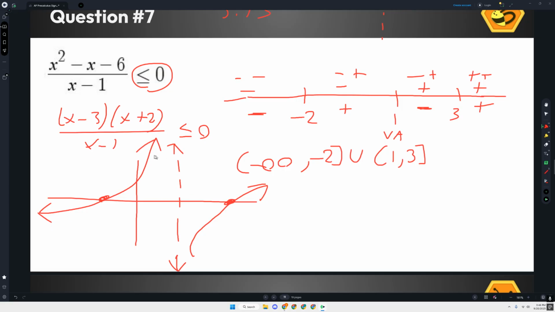You need the y-intercept? Yeah, you can find the y-intercept by making x equal to 0, which would be like 6. But if you're doing a sketch, you don't even need the y-intercept.